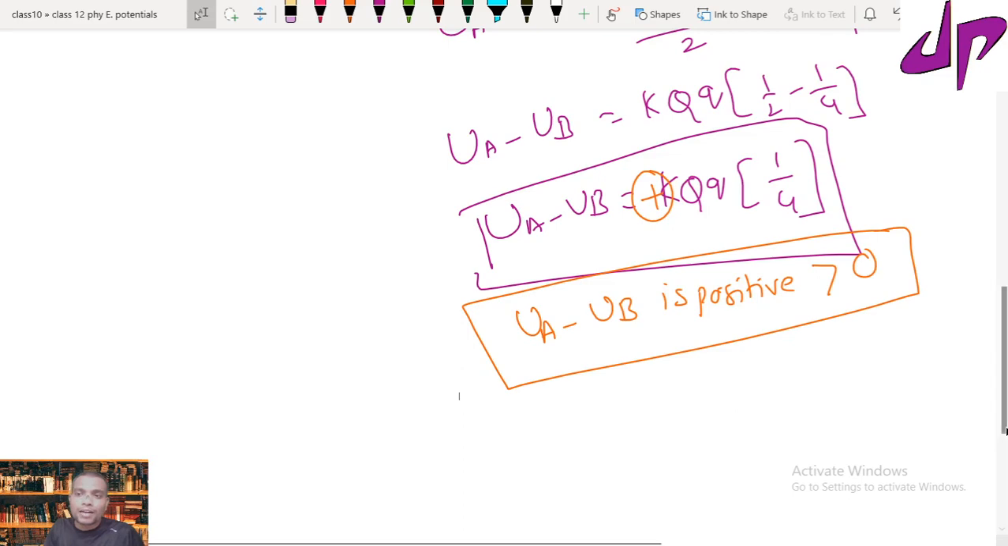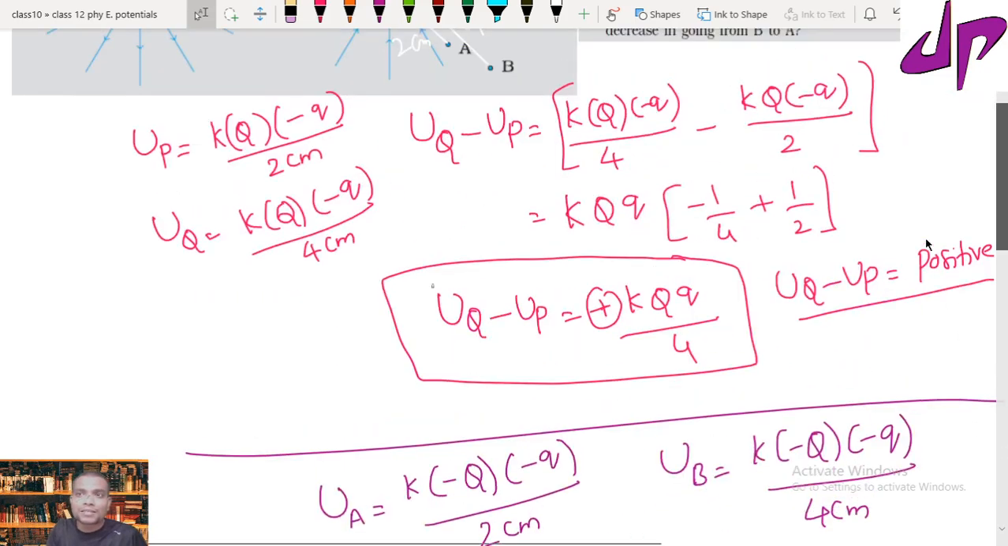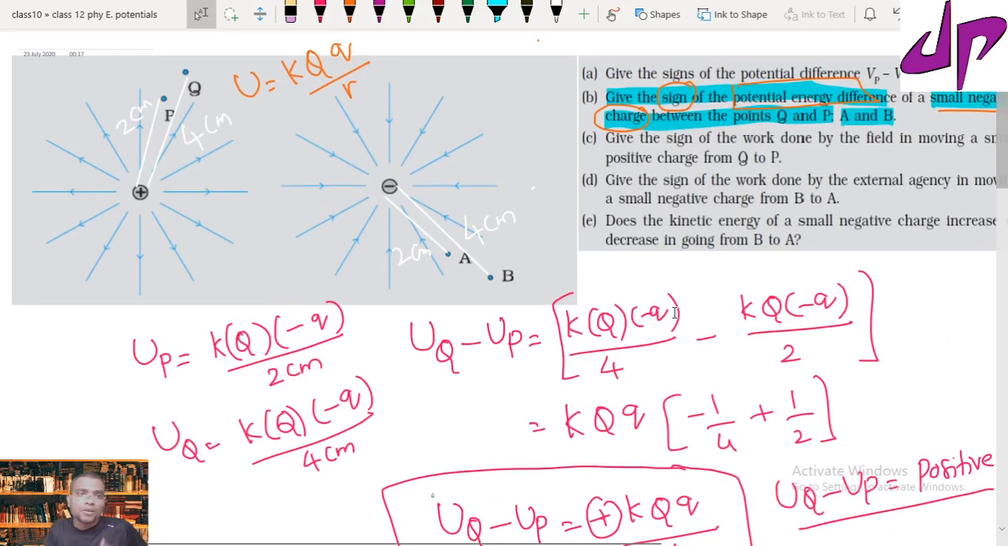So I hope you understand the difference, whether it is a negative charge or a positive charge, and whether you are moving from A to B or from P to Q. According to the position, the movement and the source charge, the potential energy difference will be positive or negative.